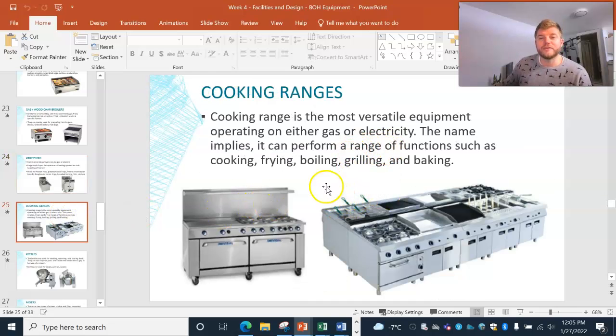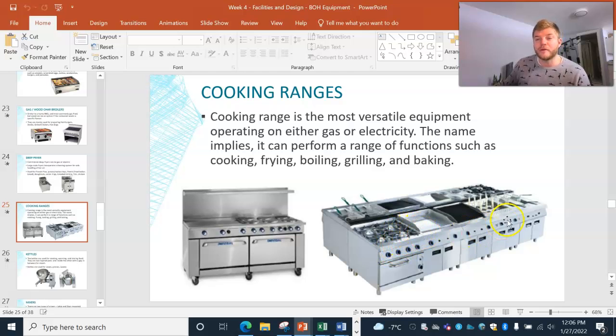And then our cooking ranges. Cooking ranges are the most versatile because they have a range of functions where you can be cooking flat top, grill, saute, deep fryer, or a pot. I think this might be a pasta one. As you can see, on this one here, you'd have two sets of people working on either side. This is for a huge restaurant. Usually there's just a single-sided cooking range, but it's all very dependent on what you're trying to do and the space that you have.